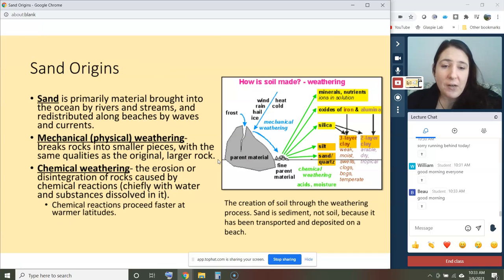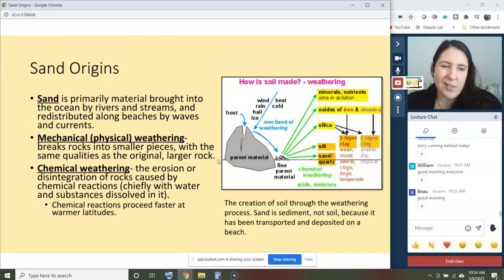So we have to start with the origins of sand. If we're going to talk about beaches, we have to talk about where sand comes from. And sand is primarily material that was brought into the ocean by rivers and streams, and then redistributed along beaches by waves and currents.